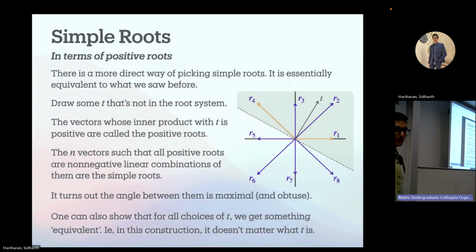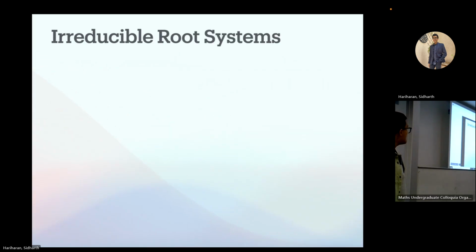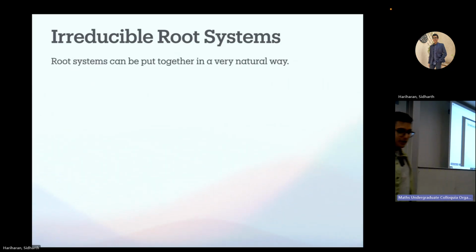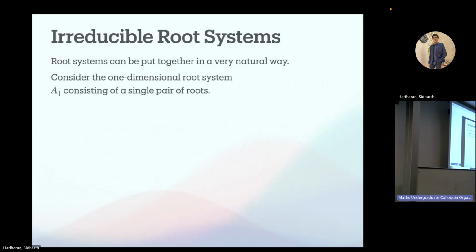Okay, so now we can talk about what irreducible root systems are. We've already talked about it quite a bit, but as I said, they can be put together in a natural way. I'm going to do it by an example, because I'm also aware that there are some first years here. I don't know if you know what a direct sum is. You don't need to; it's essentially an extension of what I'm going to show you.